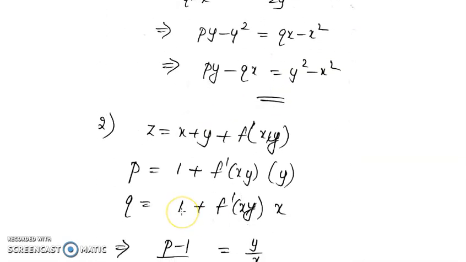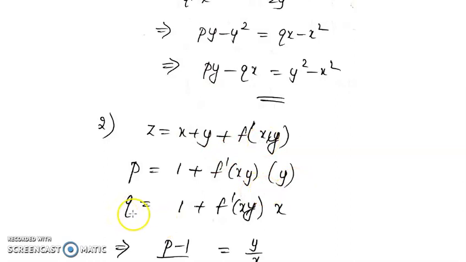So similarly you have the second question. You have z equal to x plus y plus f of xy. അപ്പോൾ ആദ്യം ചെയ്ത പോലെ തന്നെ differentiate with respect to x and y. അപ്പോൾ x വെച്ച് ചെയ്യുമ്പോൾ you get p equal to 1 plus, derivative of y will be 0 with respect to x, so you get f dash of xy into y.